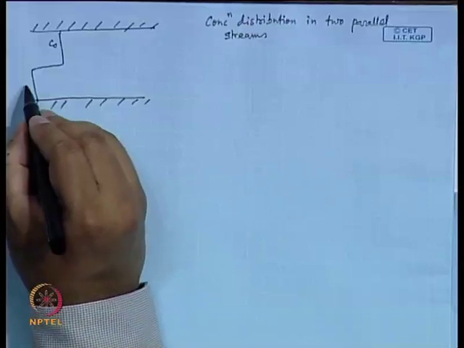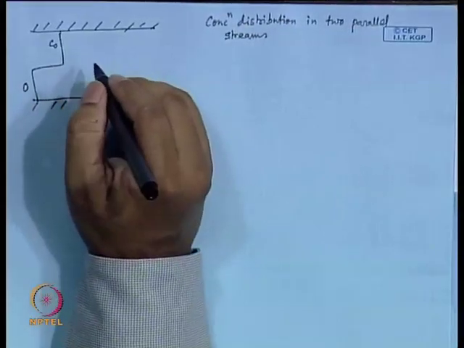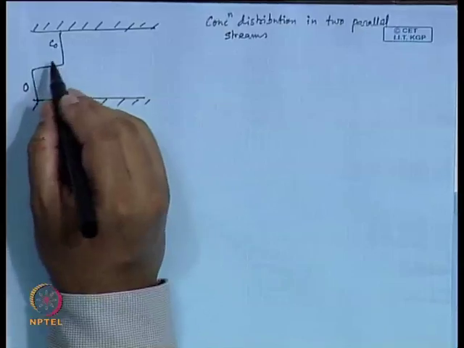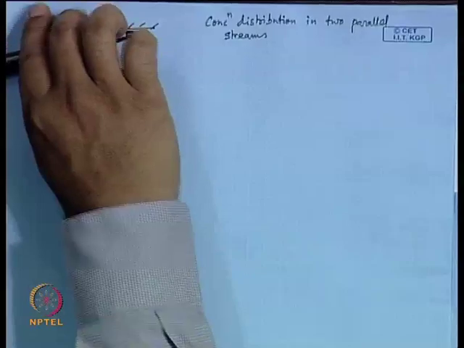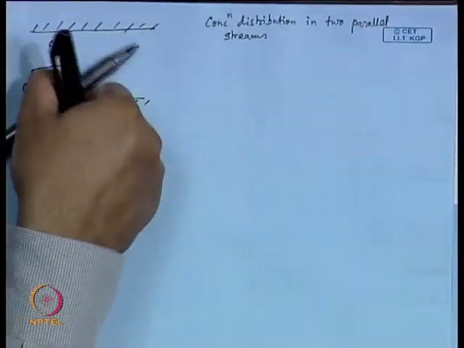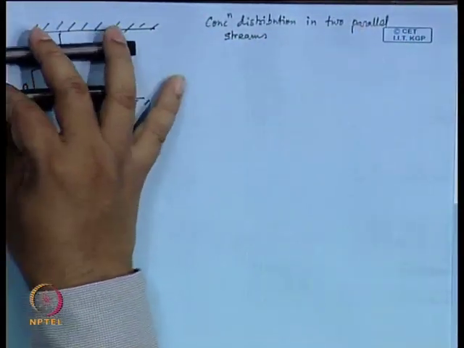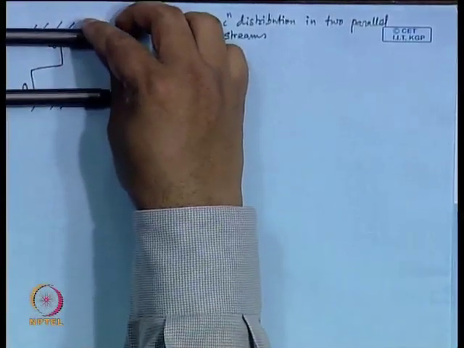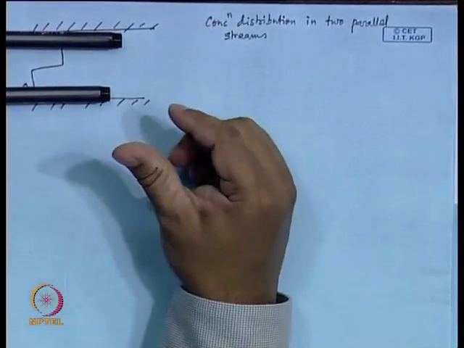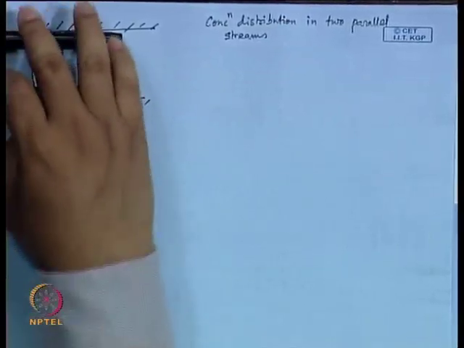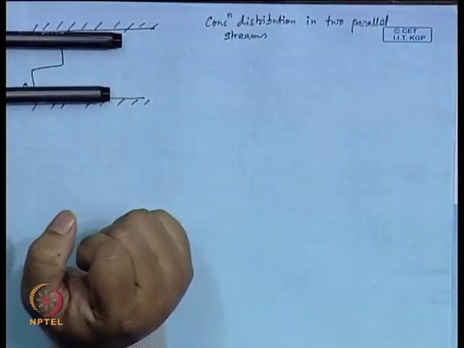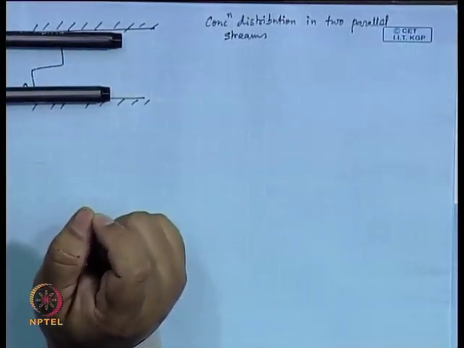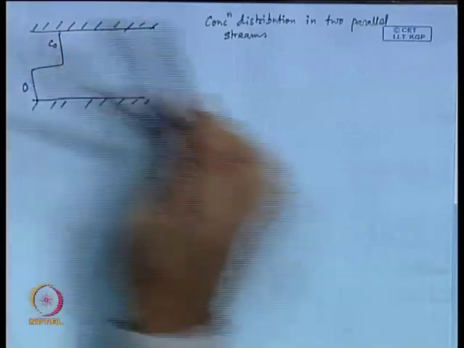Here the concentration is C 0 and here the concentration is 0. Okay. So, this is the concentration profile. That means I am having two parallel streams flowing here, side by side, and they are interacting with each other by diffusion. Okay. So, the upper stream has higher concentration. The concentration of a solute in the upper stream is C 0, and in the lower one it is 0.